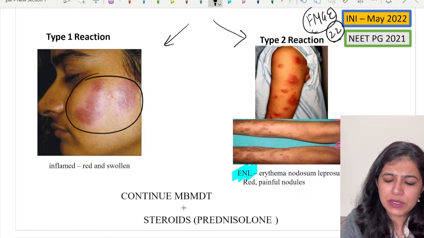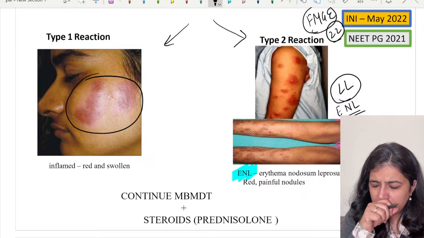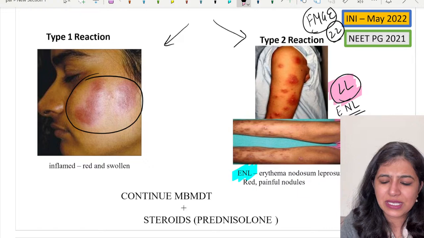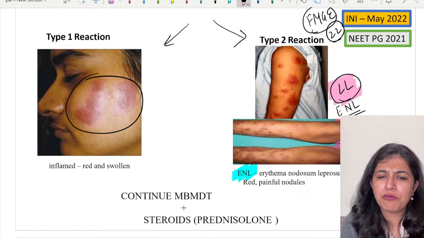Since LL leprosy involves the entire body, patient will have ENL all over the body along with fever, along with joint pain, along with hepatitis, uveitis and orchitis. So systemic involvement is seen in type 2 reaction and type 2 is always seen in LL leprosy. So this is how you differentiate a type 1 from a type 2 leprosy reaction.